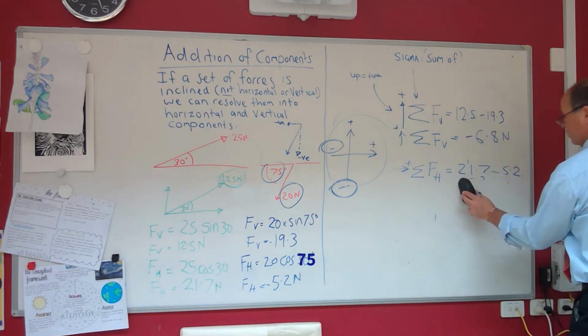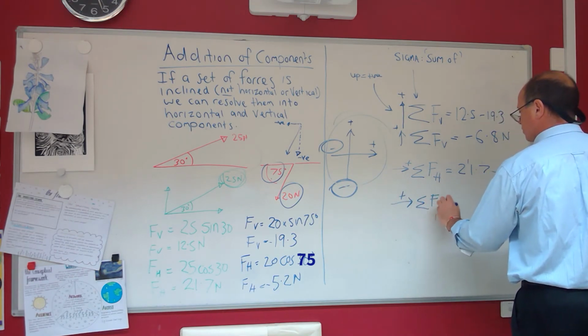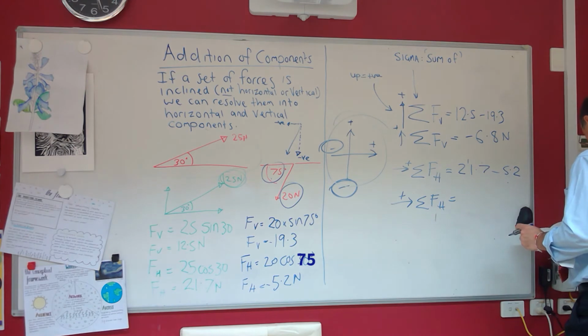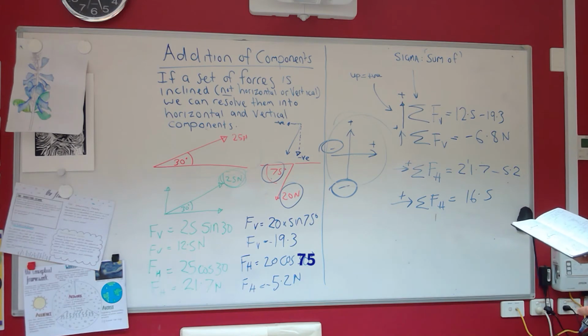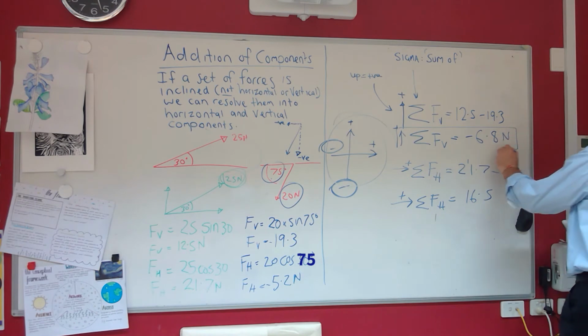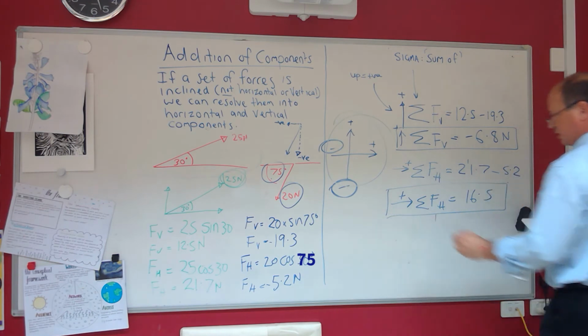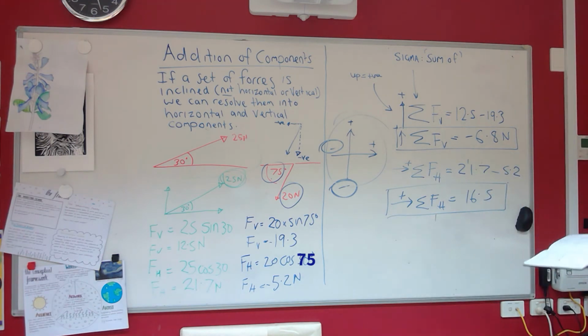So I should have brought a calculator with me, but that's all right. So sigma forces horizontal equals 16.5, and we know that that total value is going to be positive because it's to the right. So we've got a value here, which is a force vertical that's resultant, and we've got a value here that's horizontal, okay? So now we need to work out our resultant, okay?